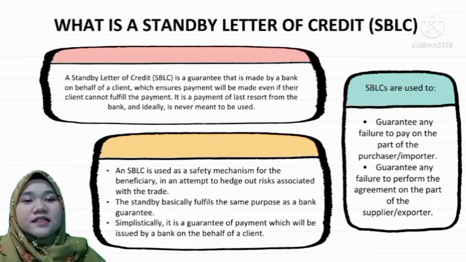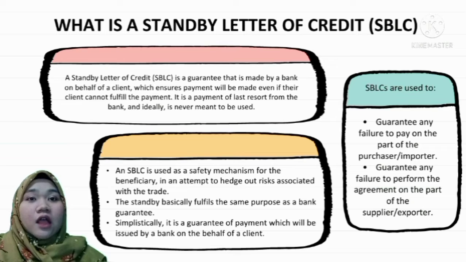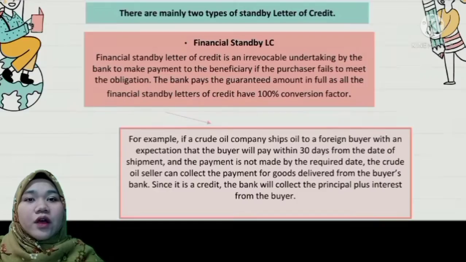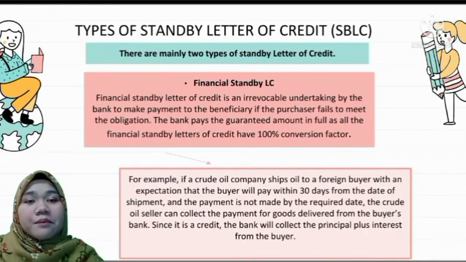In short, SBLC are used to guarantee any failure to pay on the part of the purchaser or importer and guarantee any failure to perform the agreement on the part of the supplier or exporter. Next, types of SBLC. There are mainly two types of standby letter of credit. First, financial standby letter of credit. A financial standby letter of credit is an irrevocable undertaking by the bank to make payment to the beneficiary if the purchaser failed to meet the obligation.